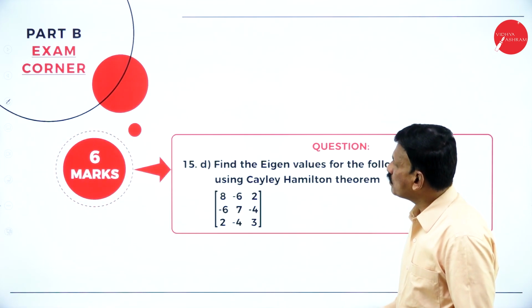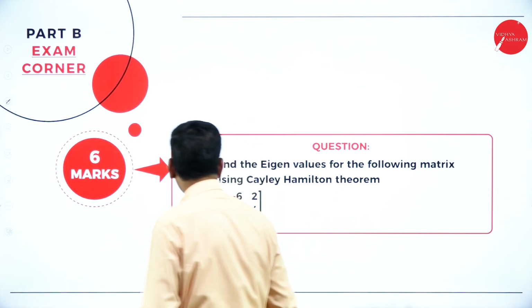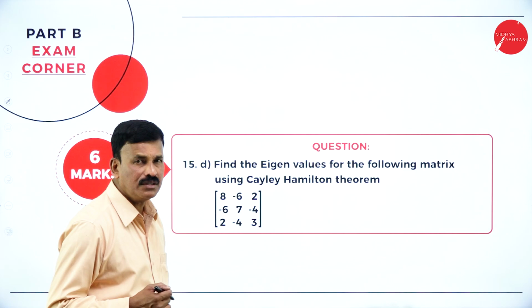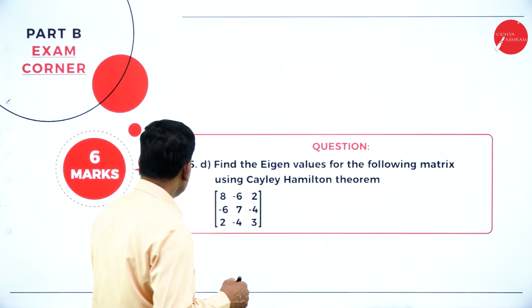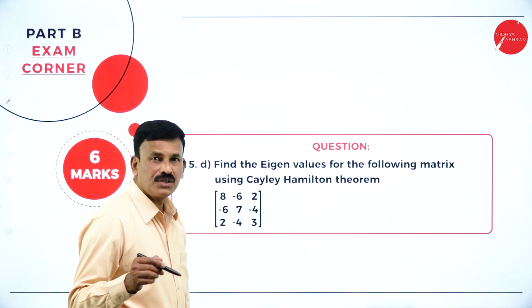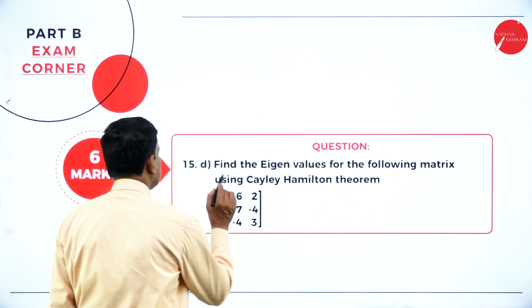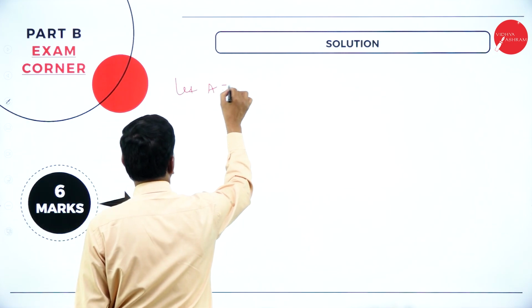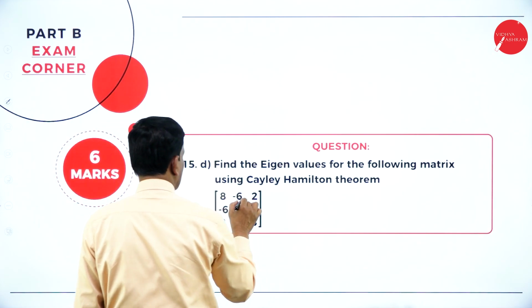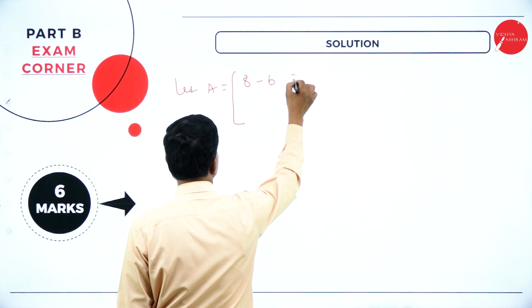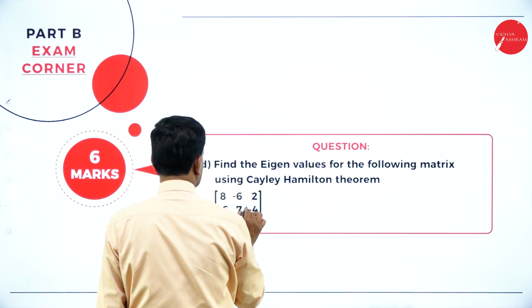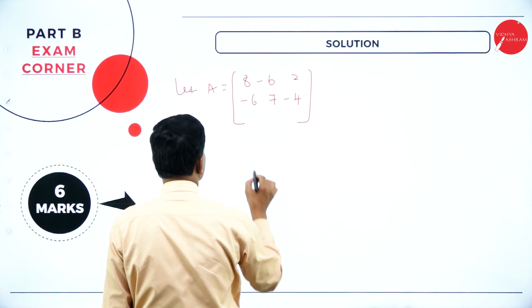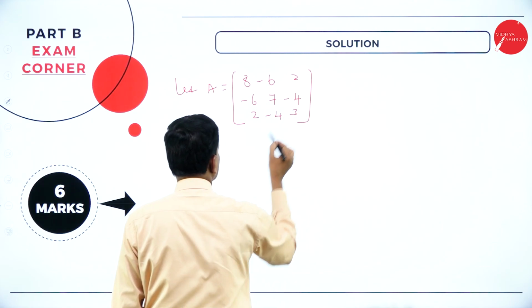Now, move on to the next problem. This is also a very important problem. Find the eigenvalues for the following matrix using the Cayley-Hamilton theorem. Very important problem. Let us consider the given matrix as A. A is equal to [8, -6, 2; -6, 7, -4; 2, -4, 3].